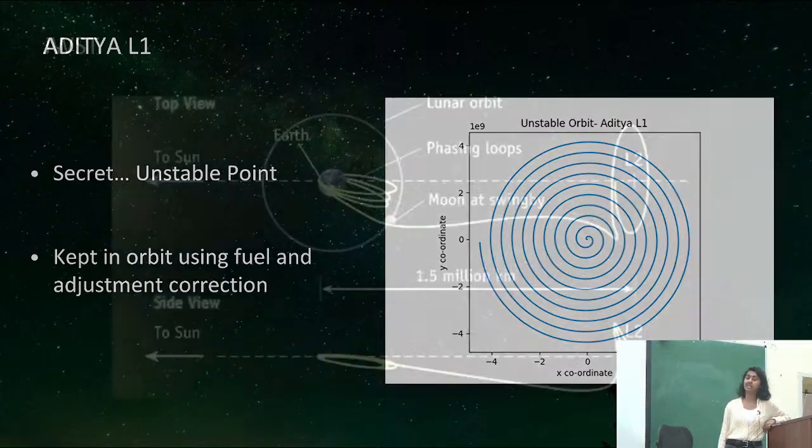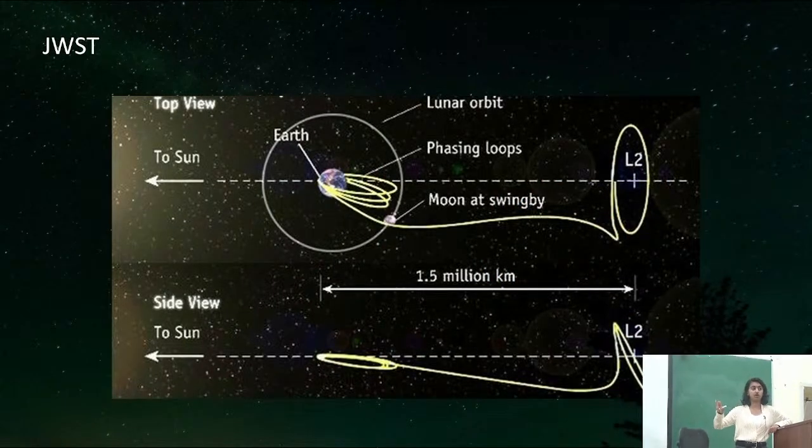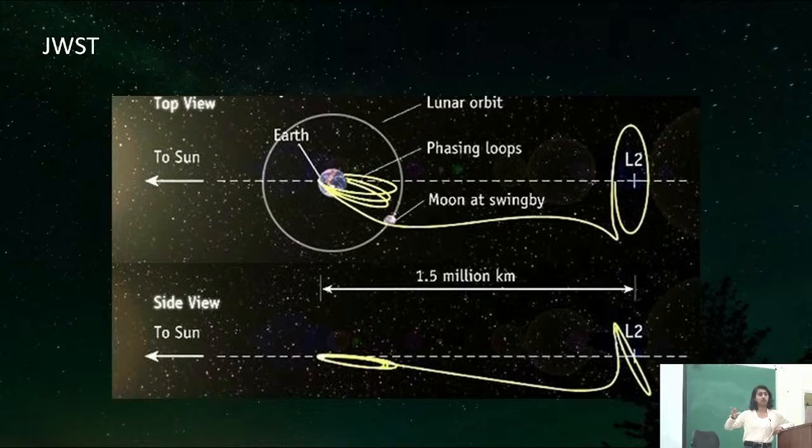JWST sits at L2, facing away from the sun, because it wants to avoid all of the light pollution from the sun. So it sits at L2, again with the same angular velocity as the Earth and the sun. Also, it was put at L2 because it's an equilibrium point, a very stable point. So they also use it as a correction for JWST.